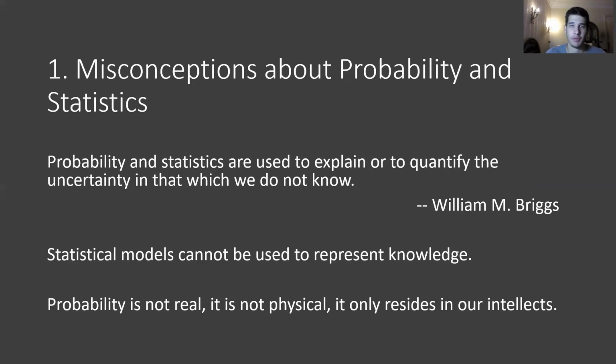It means that probabilistic models and statistical models are used to quantify uncertainty in some data set, but they are not used to represent knowledge. Statistical models can never be used to represent knowledge, at least certain knowledge. Probability is not real. It's not physical, and it does not exist in real life. It only resides in our intellects. This is the point where we need to firmly grasp the difference between epistemology and ontology, what we know or what we think we know, and what actually is.